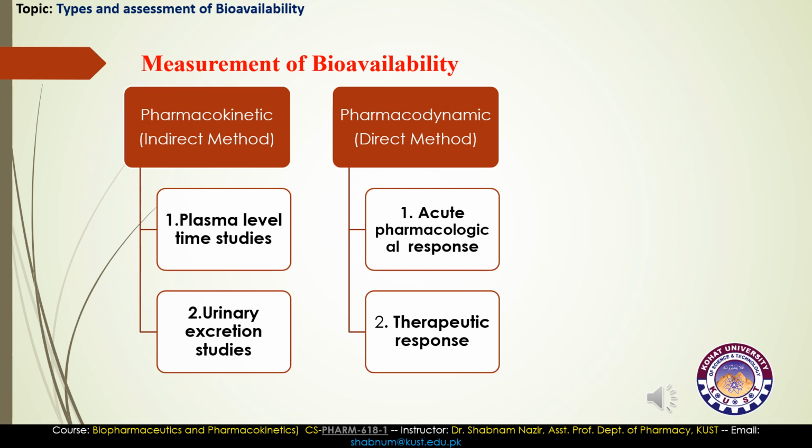Various methods are used for assessment of bioavailability, which can be roughly organized as the indirect method or the pharmacokinetic method and the direct method or the pharmacodynamic method. In case of pharmacokinetic method, we perform the plasma level time studies, and in that case the plasma level of the drug is plotted versus time, and the curve obtained is helpful to determine some very important pharmacokinetic parameters like Cmax, Tmax, and area under the curve.